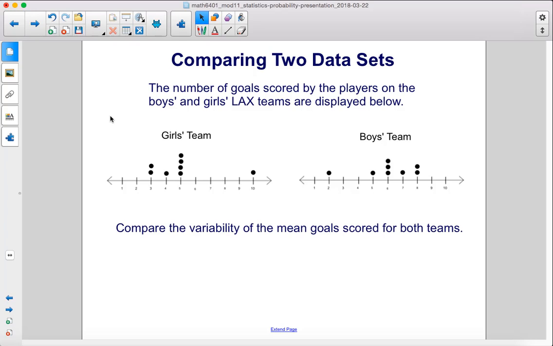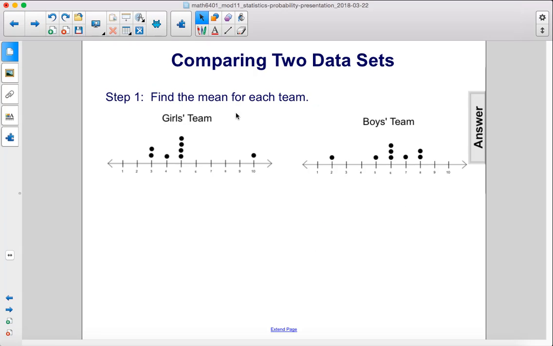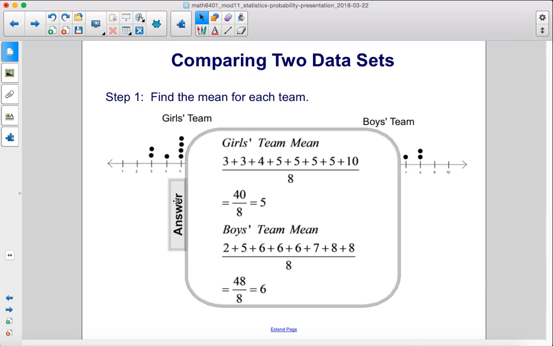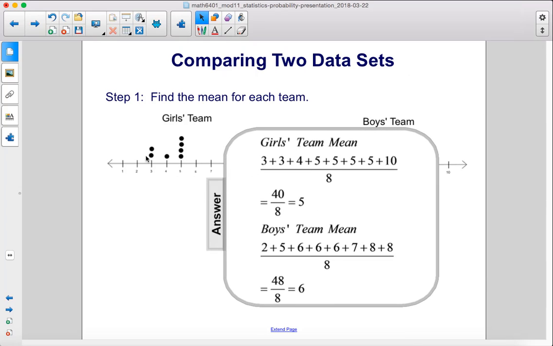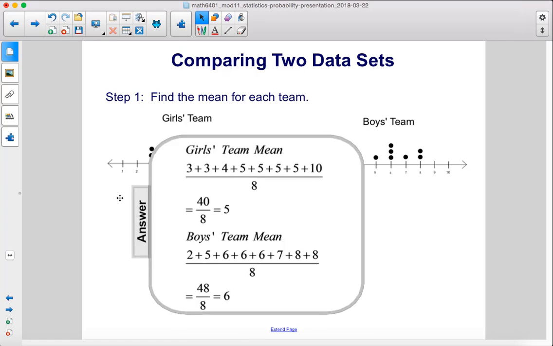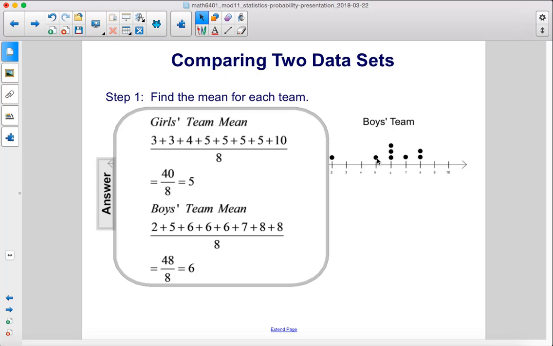Comparing two data sets. The number of goals scored by the players on the boys and girls lacrosse teams are displayed below. Compare the variability of the mean goals scored for both teams. Step 1, find the mean for each team. Alright, so we have all the work here. For the girls team, we take all these scores, average them together, and we get 5. For the boys team, we take all of their scores, average those together, and we get 6.